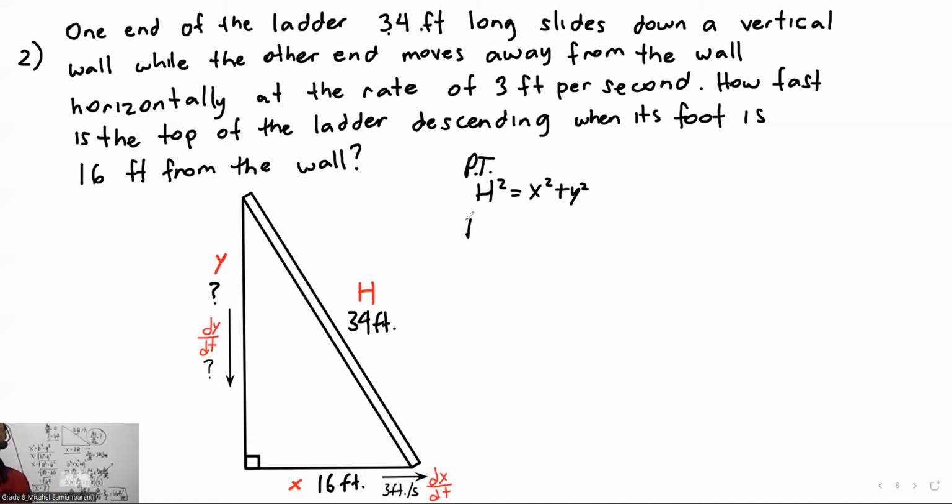Differentiate. Josh, before differentiating, try to solve first for the missing side of the triangle. Missing side, y. Equals minus 30.